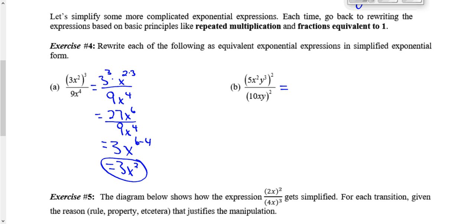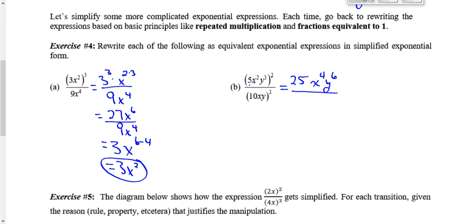So everything in here is going to get squared. Guys, what is 5 squared? 25. What is x squared squared? x to the, what do you do with those exponents? 8. Power to a power, you multiply them, so it's x to the 4th. y to the what? 6. You multiply those, right? Power to a power, you multiply them, yes? Okay. Now let's do the bottom.